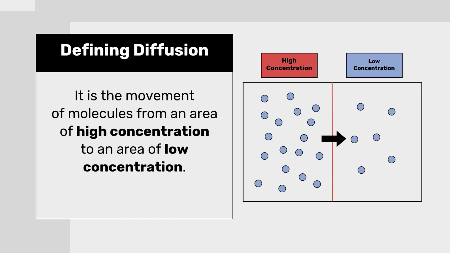Think of a crowded classroom. If all the students are standing in one corner, they will naturally spread out into the empty space in the room. So the particles behave in a similar way. They move randomly, and overall there is a movement from where there are more particles to where there are fewer particles.